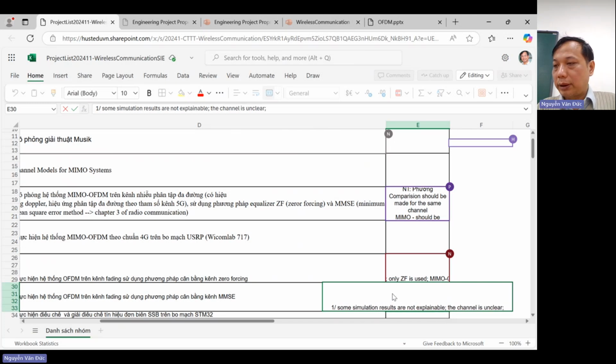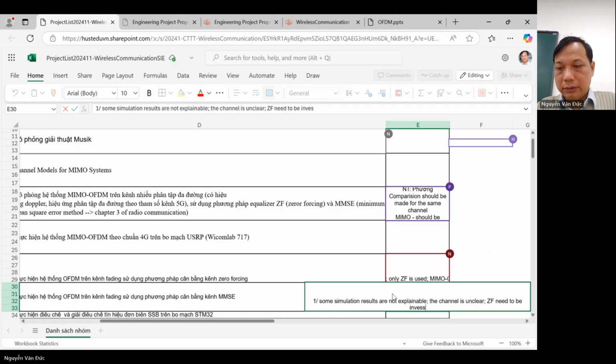And the third point is the zero forcing filter, which needs to be investigated. And also it extends to MIMO.